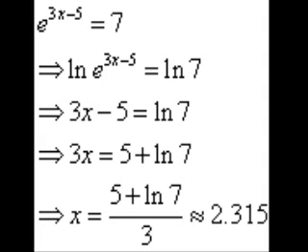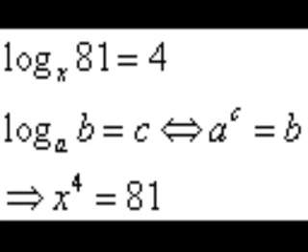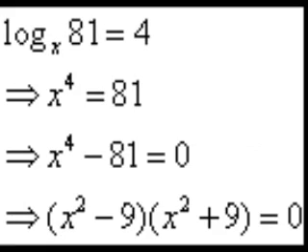Now usually that answer is good enough, but if you have to give an approximation, then using your calculator you get 2.315. Finally, let's look at the fourth type of problem. Log base x of 81 equals 4. Once again, we need to follow the formula. We see that a is x, b is 81, and c is 4.